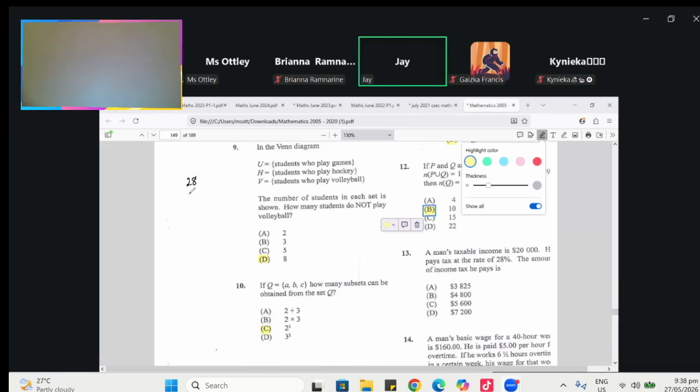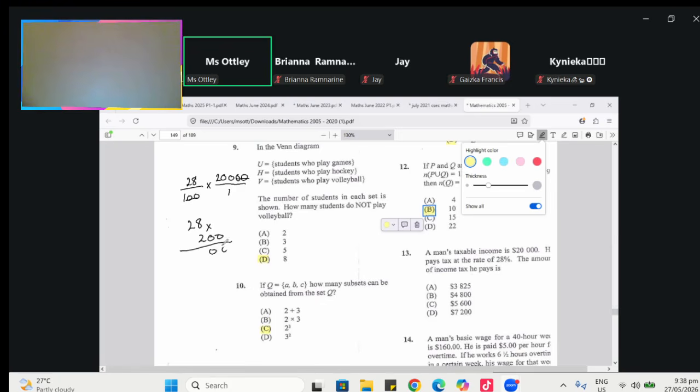28%. Well, C. Yes, the answer is C. Miss B? C. 28% of 20,000. So when you're working on screen, cross out my zeros. So I am now multiplying 28 by 200. Bring down my 2 zeros. 28 by 2 is 56. My answer is C.